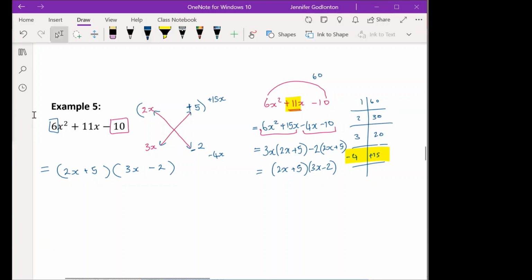I see I have a question. I'm all yours. How can I help? Yes, ma'am. I wanted to ask, for the second method, how will we be able to identify not to put the plus 15x after the negative 4x? Oh, so if you said minus 4x and then plus 15.